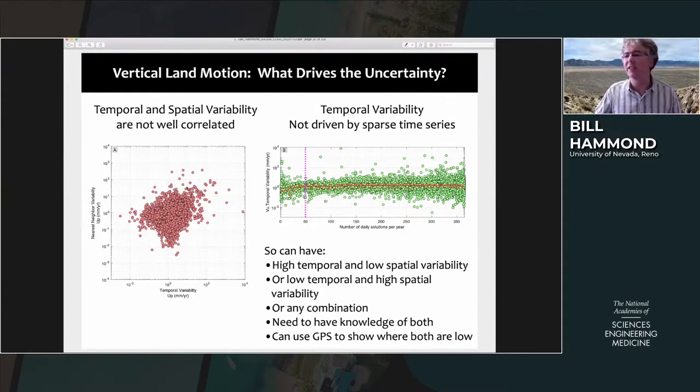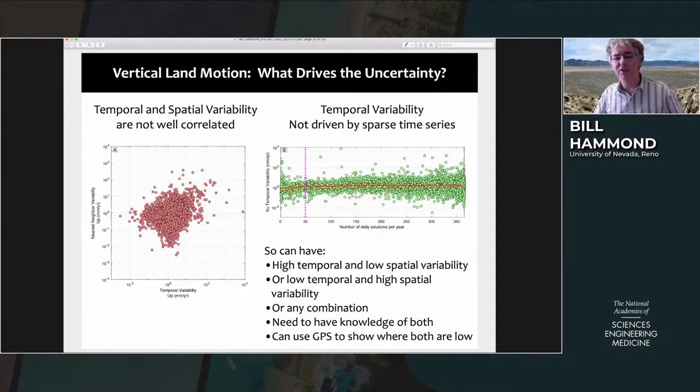And we can see that there's very poor correlation between these two things. So that is telling us that it's not just one thing going on. The Earth is highly variable spatially and highly variable temporally, and these two things are not related at all. So we really need to understand both aspects of the uncertainty if we're studying vertical land motion in any given location.